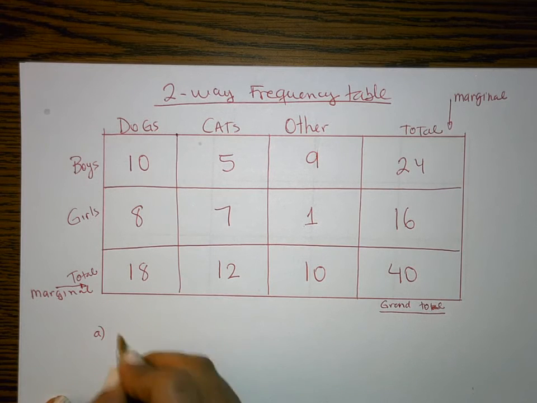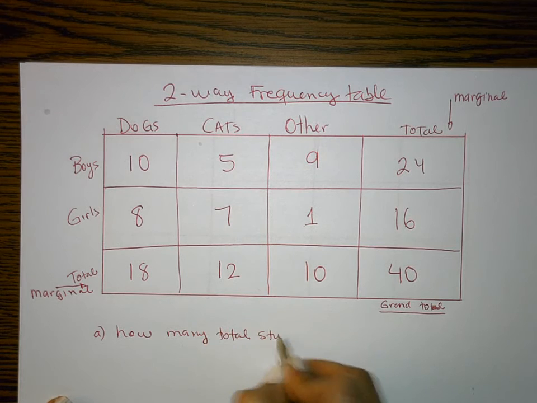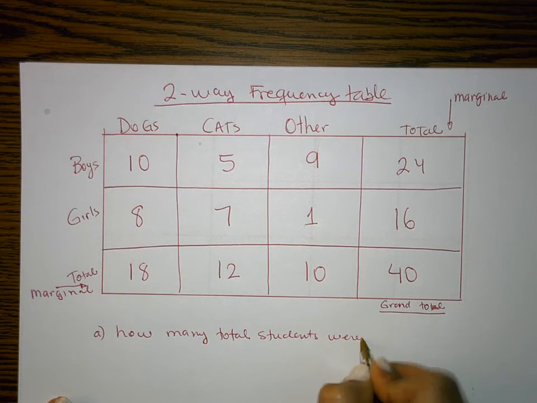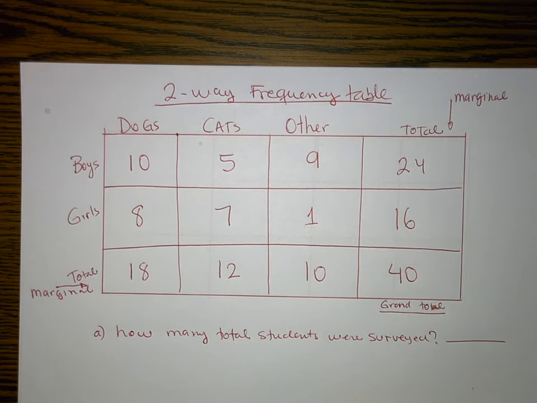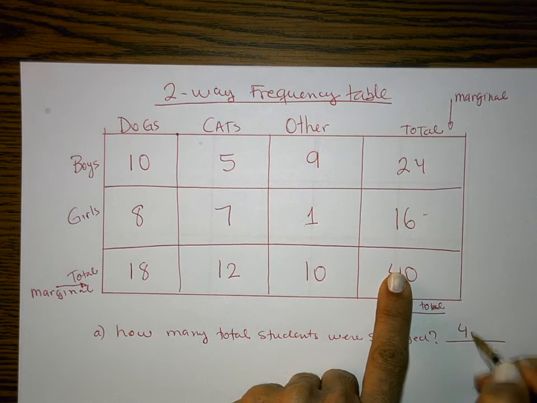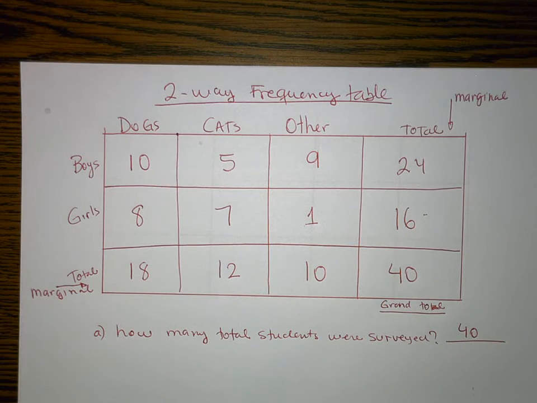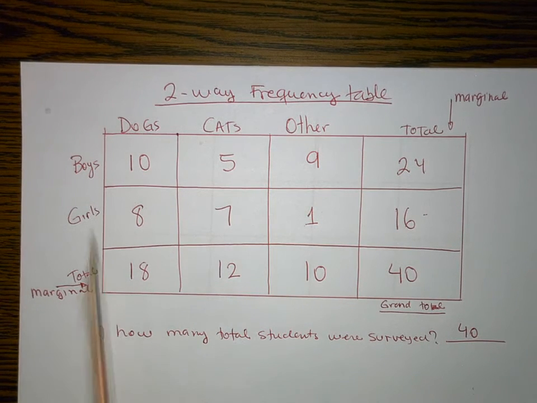How many total students were surveyed? Well, 40 total, because there were 24 boys and 16 girls. So that would be 40, right? So I could ask you, how many total boys took the survey? Well, all the boys would be 24. All the girls, how many total girls took the survey? 16 girls, a total of 40 students. So I can ask you any kind of question, and you can answer me in that way.